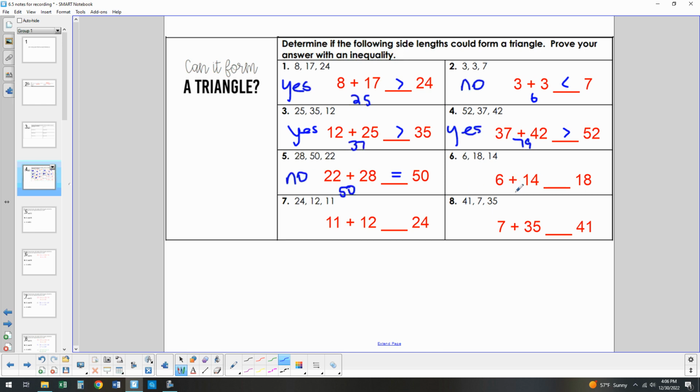All right, here 6 and 14 is 20. 20 is bigger than 18. So that's yes. All right, 11 and 12 is 23. 23 is actually less than 24, so that's no. And 7 plus 35 is 42. Even though it's only slightly, it is bigger than 41, so that's yes.